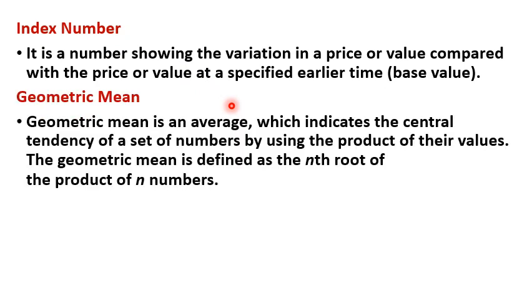Then geometric mean. Geometric mean is an average which indicates the central tendency of a set of numbers by using the product of their values. In arithmetic mean, it is calculated by using the sum of their values, but here it is calculated by using the product of their values. The geometric mean is defined as the nth root of the product of n numbers.